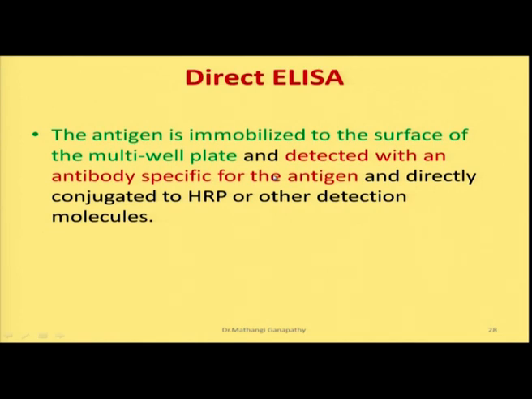In the case of a direct ELISA, the antigen is immobilized on the surface of the multiwell plate, and it is detected with an antibody specific for the antigen, which is directly conjugated with HRP or another enzyme. So, you have a direct detection of the particular pathogen concerned. In indirect ELISA, it is the antigen which is immobilized, not the antibody. So, the antigen is immobilized on the surface of the plate.